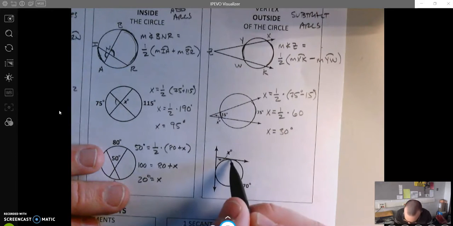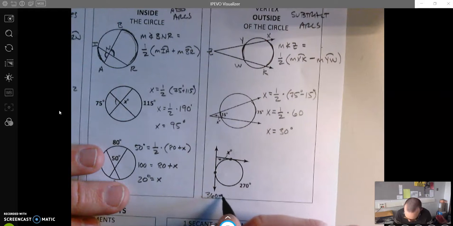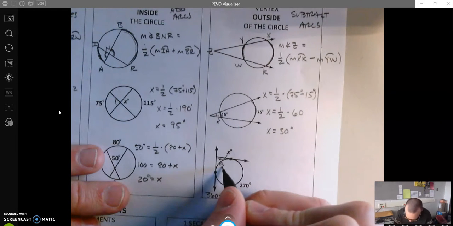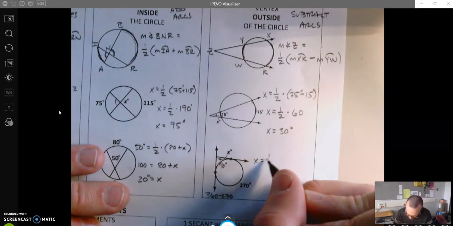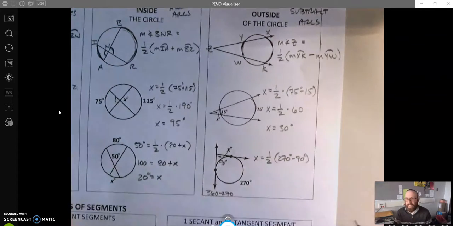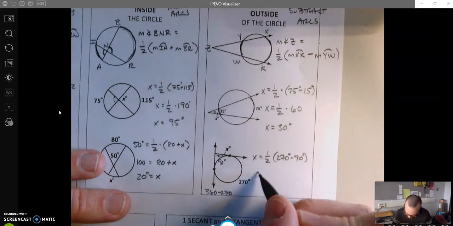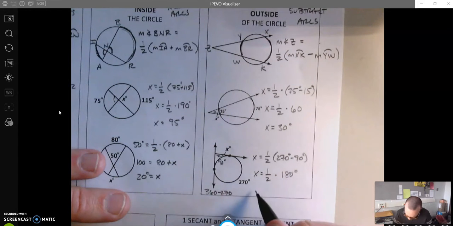Same thing down here, you just have to be really careful of that point of tangency. These make up the whole circle, so 360 minus 270 gives us 90, meaning that the angle equals half of 270 minus 90. You just have to figure out what that is because it's got to make up the whole circle. X equals half of that, which is 180 degrees, meaning that x is a 90-degree angle.